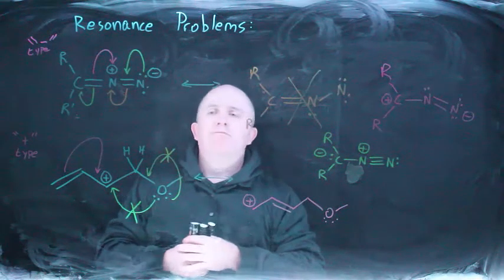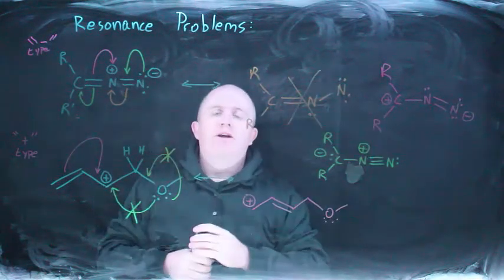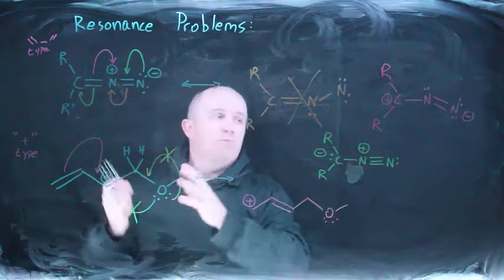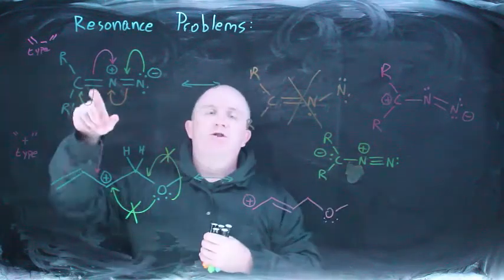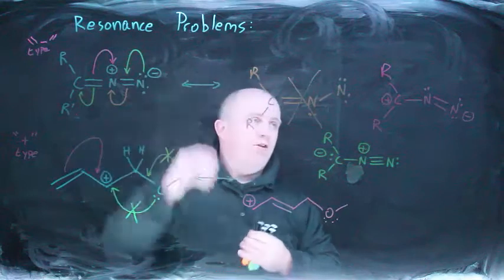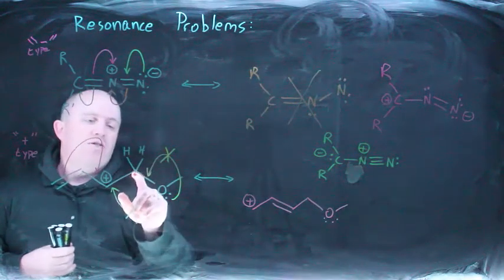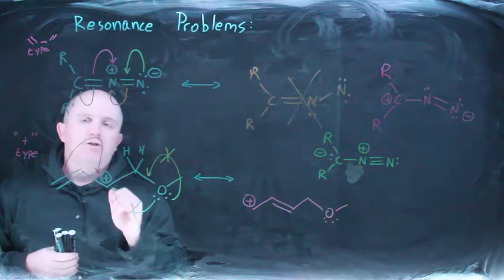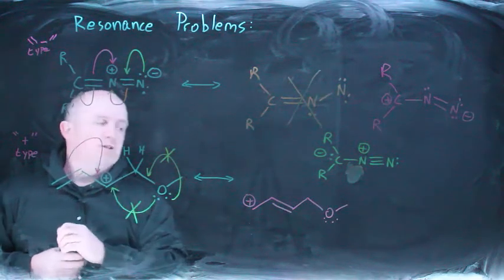How to do resonance problems? Fundamentally, learn the curved arrow formalism and then make sure you're keeping track of things along the way. Make sure you're keeping track of your formal charges, make sure you're always starting from a bond and going to a lone pair or vice versa, and make sure that you are not violating any rules with implicit hydrogens. Make sure that you are keeping track of where those implicit hydrogens are.